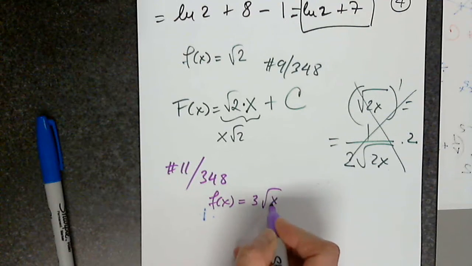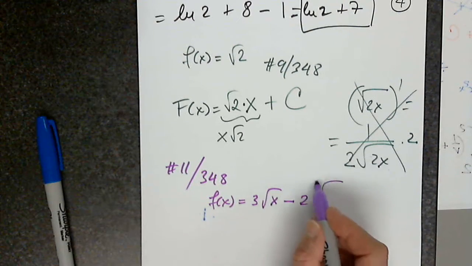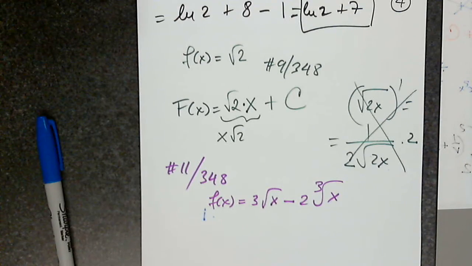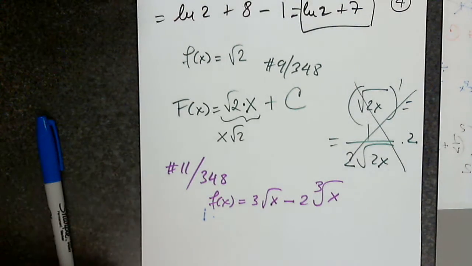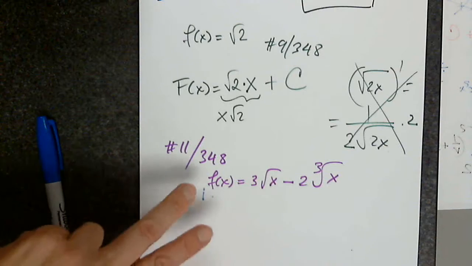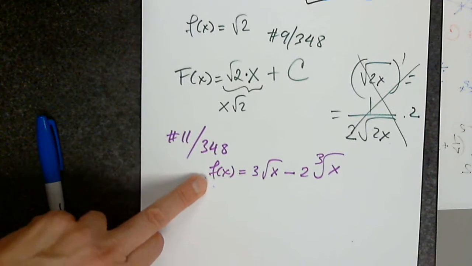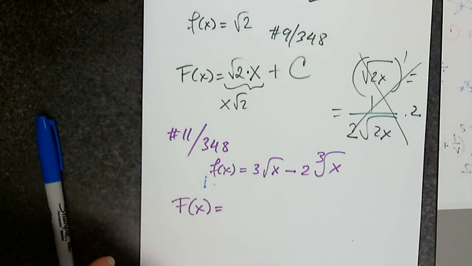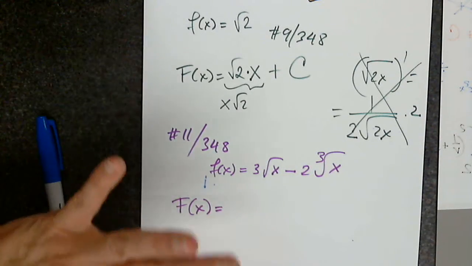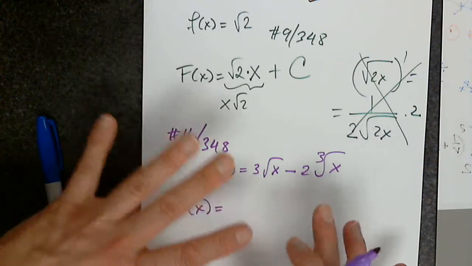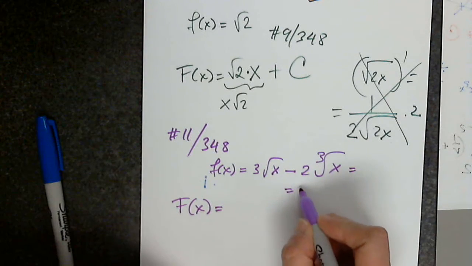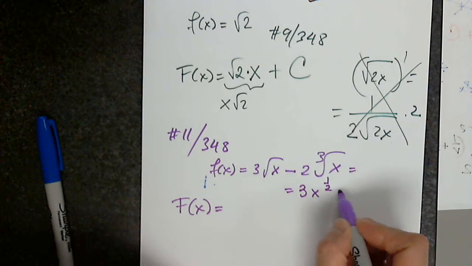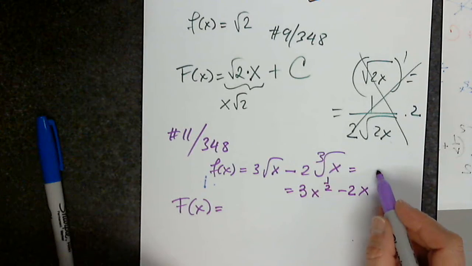And we have f of x equals 3 square root of x minus 2 cube root of x. And I'm asked to find the antiderivative of this. Since the notation is lowercase f, I have to use the uppercase F. I will not be able to find the antiderivative in this format. You have to put x to the half, very good. Minus 2x to 1/3.